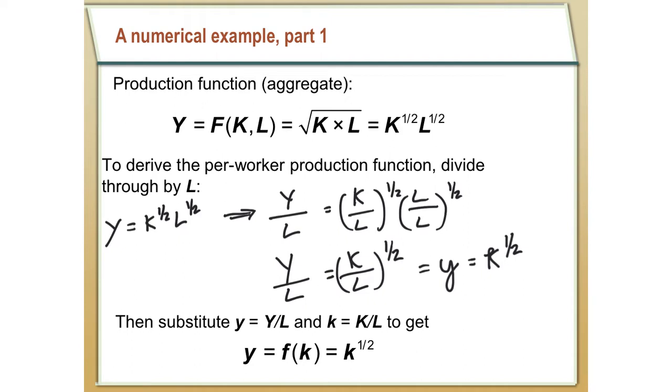So now notice, because of this constant returns to scale Cobb-Douglas, we can take a little bit of a shortcut here. Whatever exponent is on the K term in the production function, the per worker production function is just going to be y equals little k to whatever this exponent is, here 1/2. So if this aggregate production function were K to the 1/3 times L to the 1/3, excuse me, your per worker production function would just be little k raised to the 1/3 power. So that's a good way to double check yourself, or to take a little bit of a shortcut.